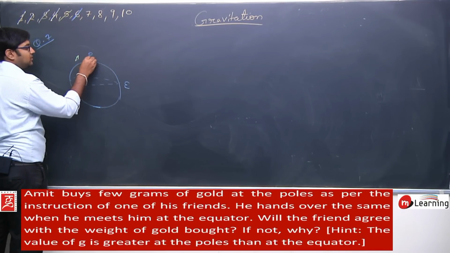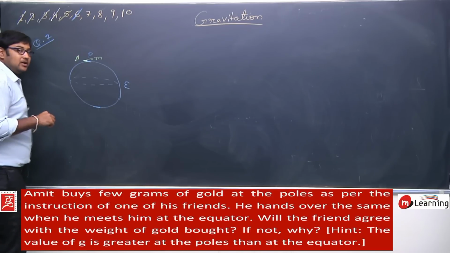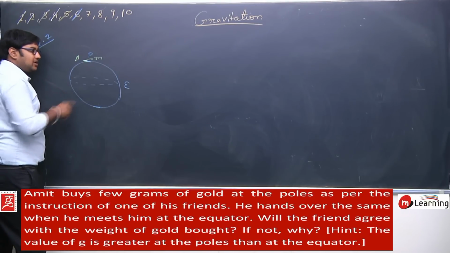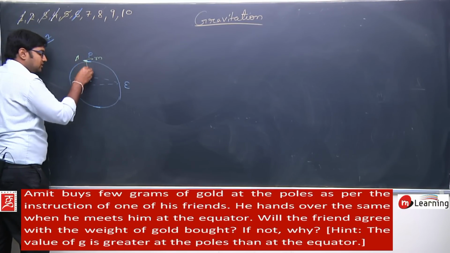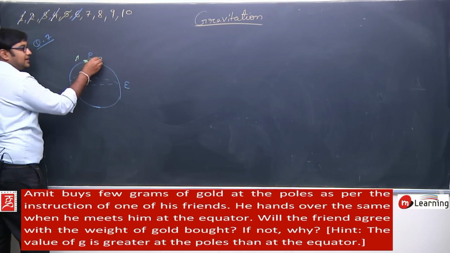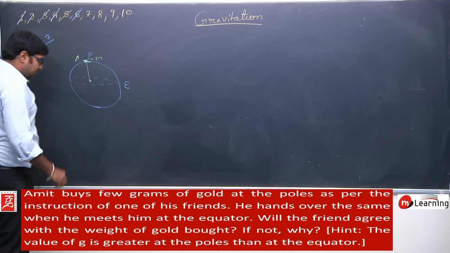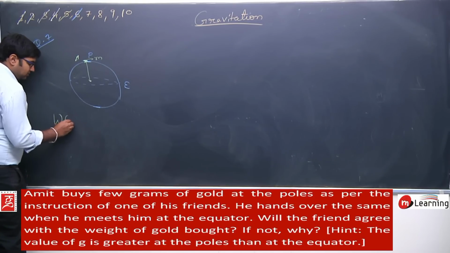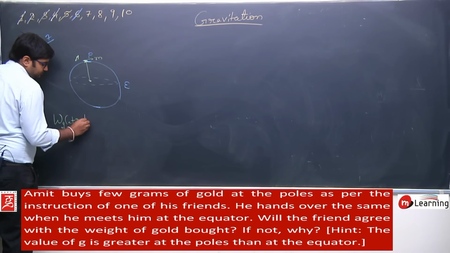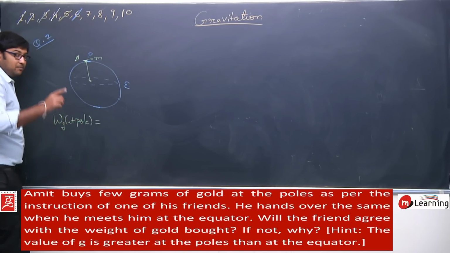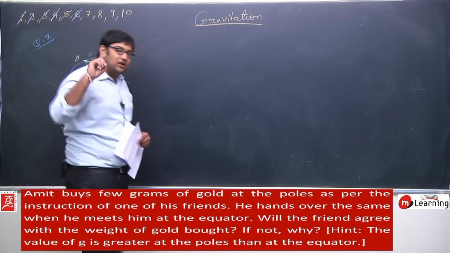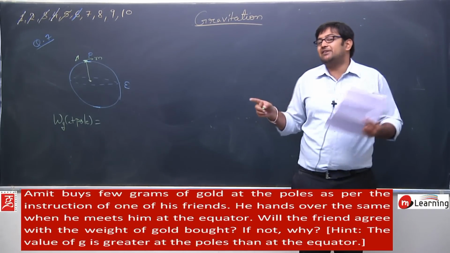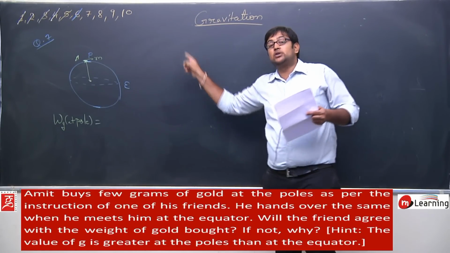Let us say he bought gold of mass m at this point. If the mass of the gold is m, then what would be the weight of this gold at the pole? Now the important concept here: we have learned that there is a difference in the acceleration due to gravity at the poles compared to the equator.